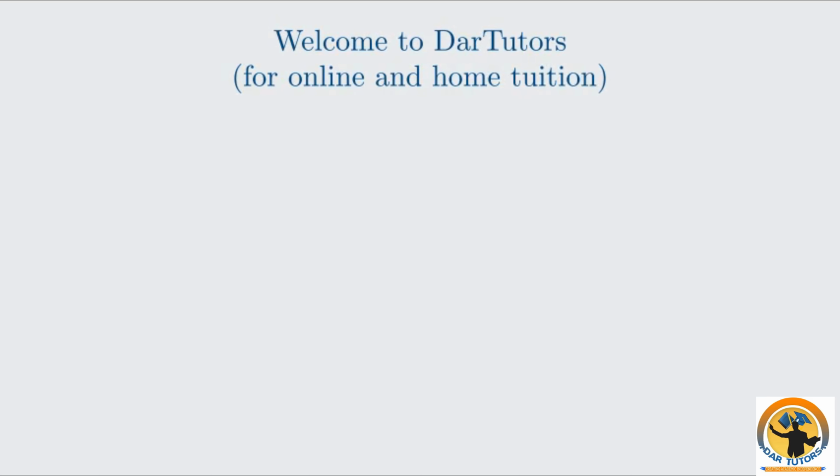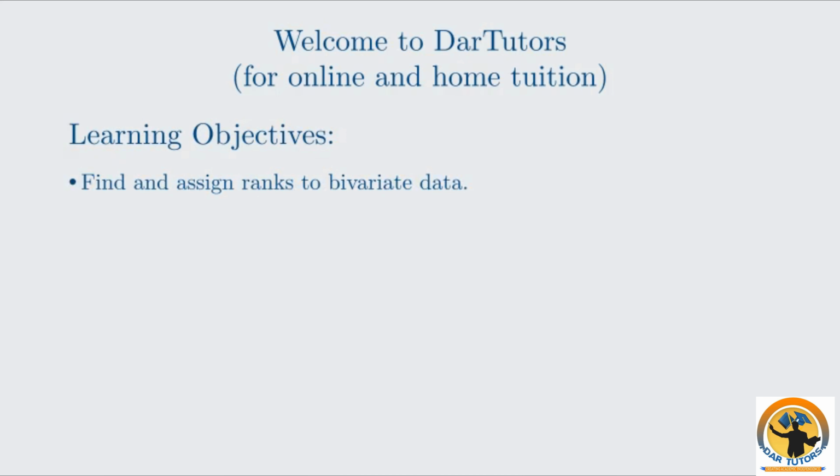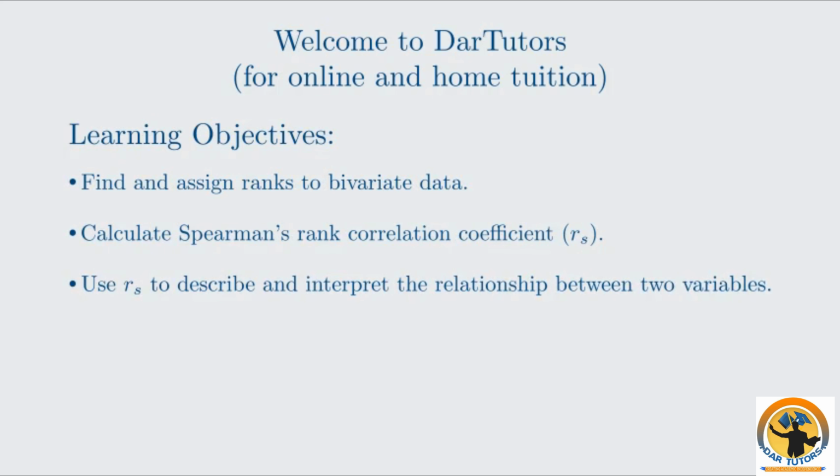In today's lesson, we will be focusing on Spearman's rank correlation coefficient, a key concept in IB mathematics, applications and interpretation higher level. By the end of this session, you will be able to, first, find and assign ranks to bivariate data. Second, calculate Spearman's rank correlation coefficient. And third, use this coefficient to describe and interpret the relationship between two variables, especially when the relationship is not perfectly linear.